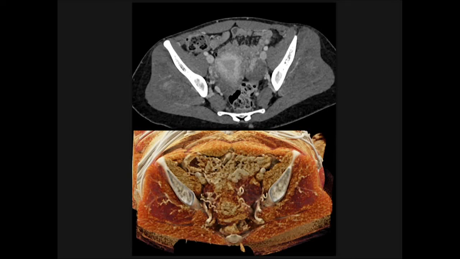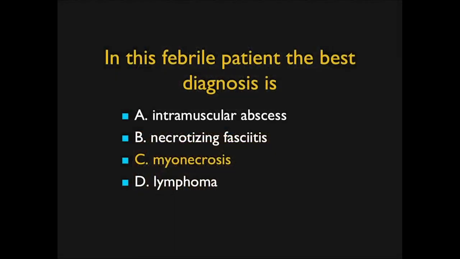That's not the appearance of an abscess, plus bilateral abscesses, and following the muscle planes would be unusual, to say the least. It's not lymphoma because it's too symmetric. It's not necrotizing fasciitis because we don't see air, and that's typically, you're going to see some air or tissue necrosis. It's myonecrosis, myositis, myonecrosis in that spectrum. Just a beautiful, beautiful example.